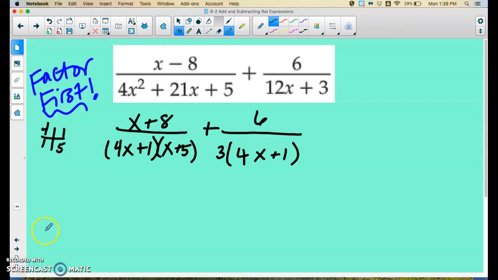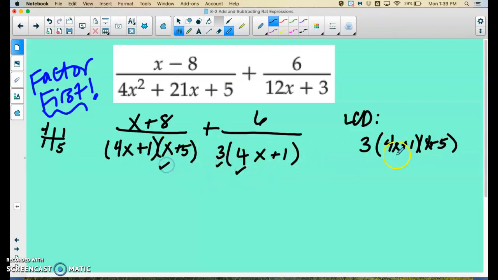Okay, so this is what I got when I factored. So now we need to find that common denominator, our LCD, least common denominator. And that would be 3, and it looks like we have a 4x plus 1 we need to put in there, and an x plus 5. Just make sure all the factors that you see in your denominators are here. Okay, we got the 3, check, got the 4x plus 1, check, and got the x plus 5.